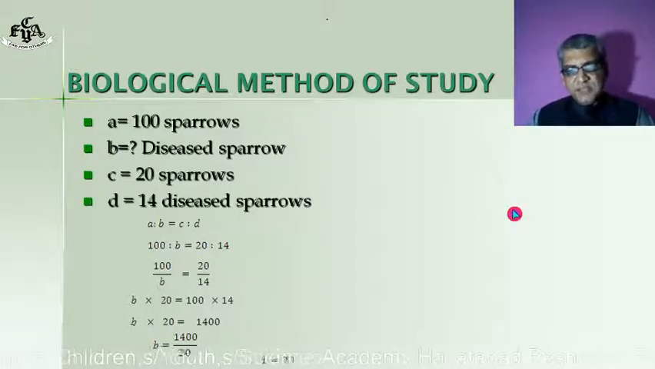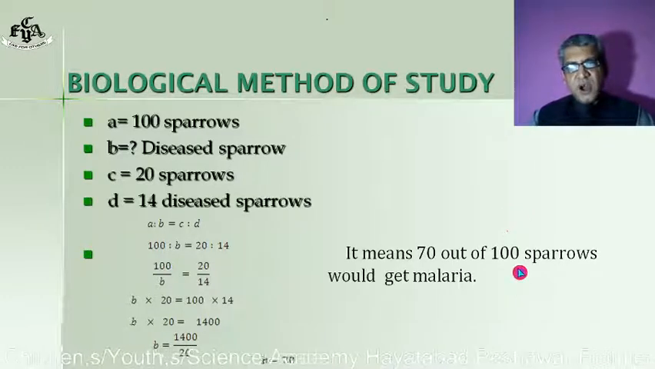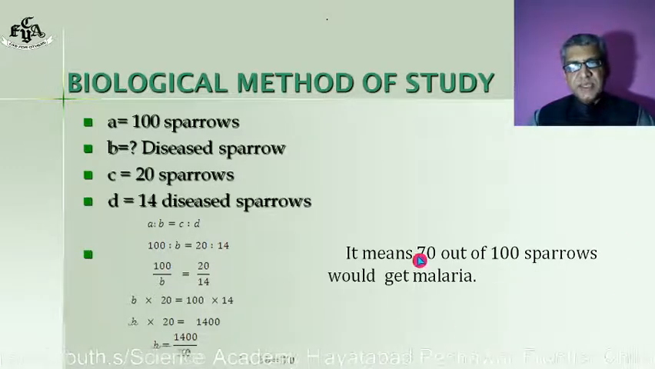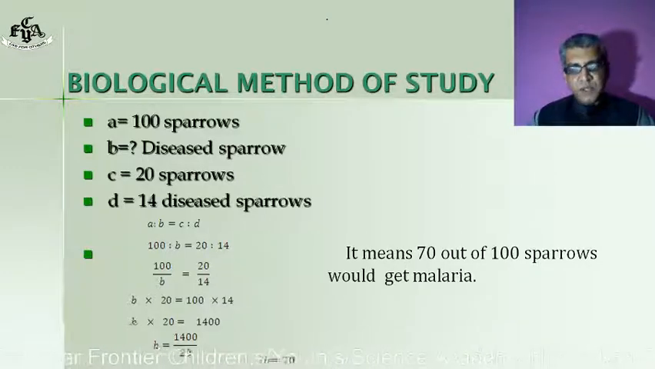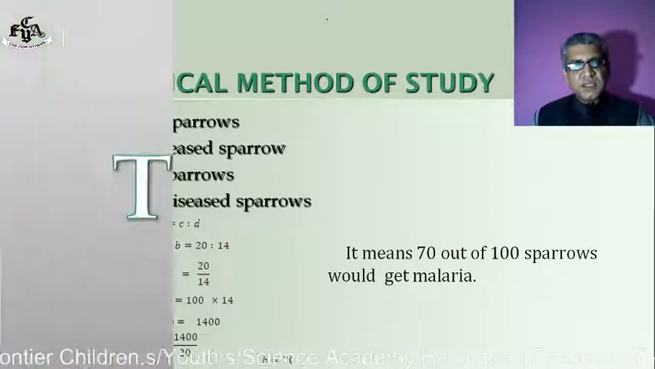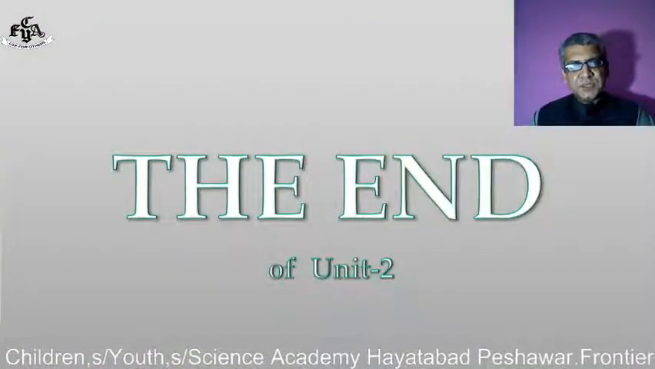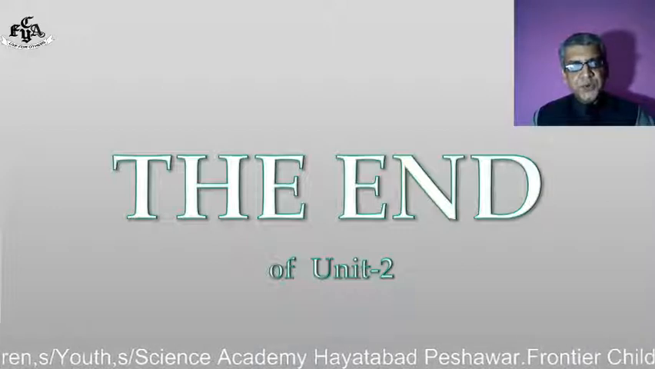So it means that out of 100 sparrows, 70 would get malaria, and this B was found through the proportion formula. This is the use of a statistical formula in biology research to solve a problem. This was the end of the last lecture of chapter number 2. Thank you very much.